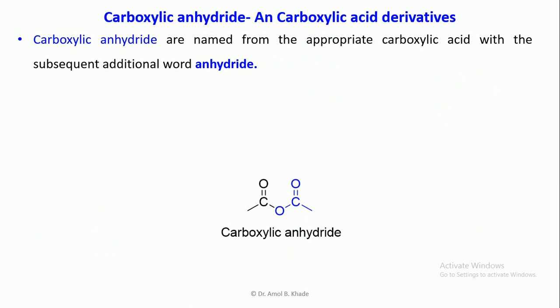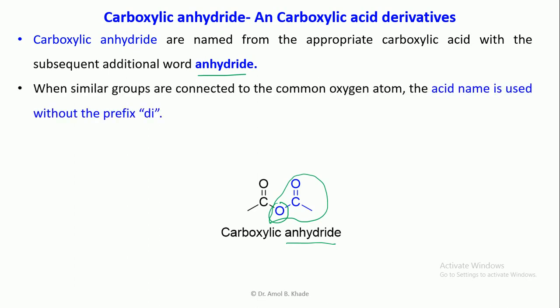Now next is the carboxylic anhydride. This is again a derivative of the carboxylic acid. Carboxylic anhydrides are named from the appropriate carboxylic acid, with the additional word anhydride. You can see here, to this carbon, this is the OH or hydroxy group of your carboxylic acid, and this has this particular group, O C double bond O. This we refer to as anhydride. So this is carboxylic anhydride.